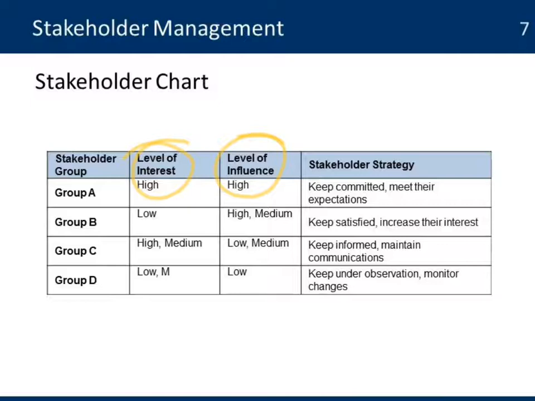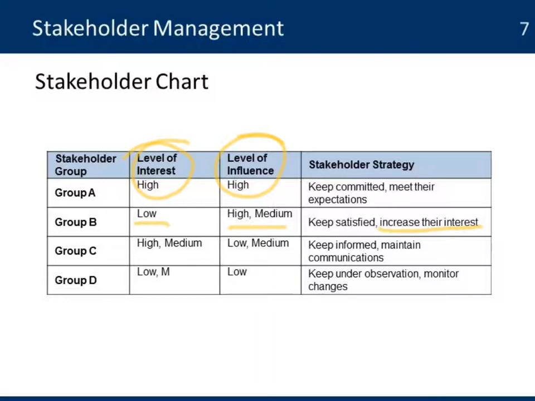These are high level stakeholders. Your donor will be here. He has a high level of interest and a high level of influence. Group B is the one that has low interest but high influence. This is a risky stakeholder group. You need to keep them satisfied and increase their interest in the project. Because they have high influence and high power in the project but low interest, there is an opportunity for you to increase their interest so they become supportive of the project.